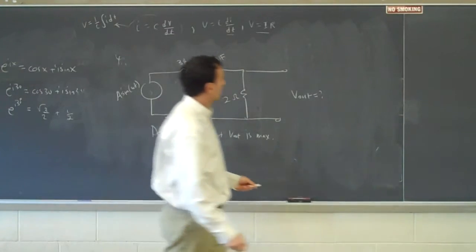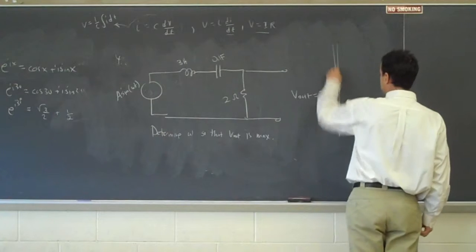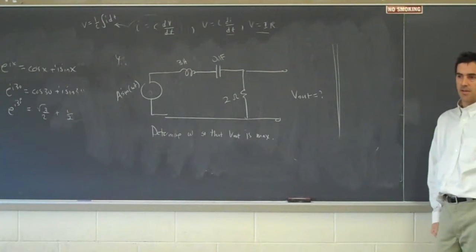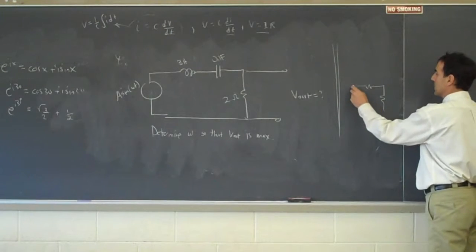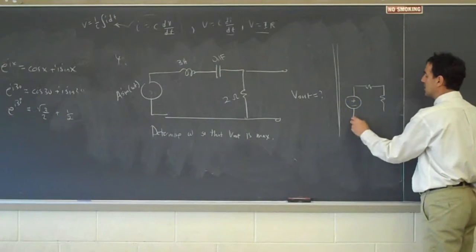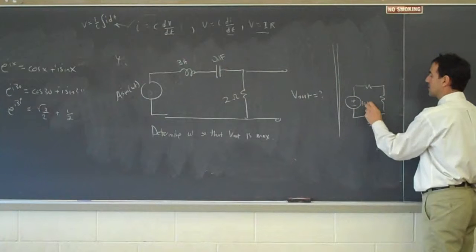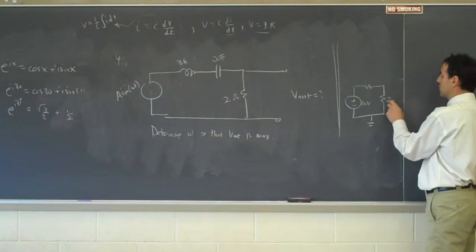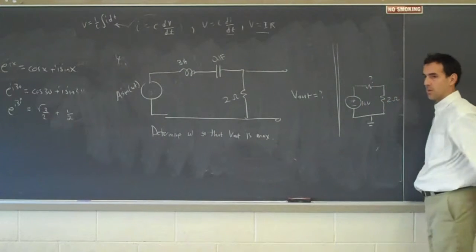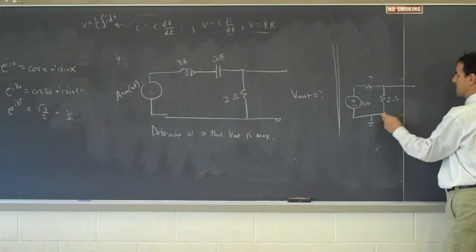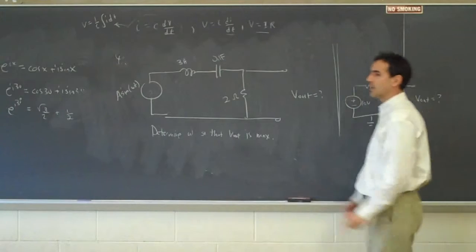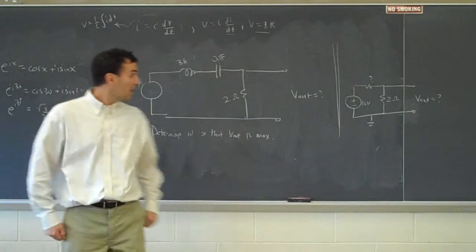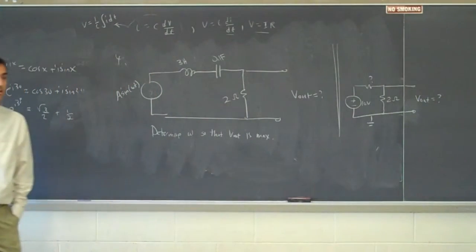Okay. Let me give a hint, and then we'll see if we can do the rest of it together. Suppose I have a good old easy DC circuit. That's 10 volts. This is 2 ohms. And that's question mark. What value should the question mark be to make V out as large as possible?